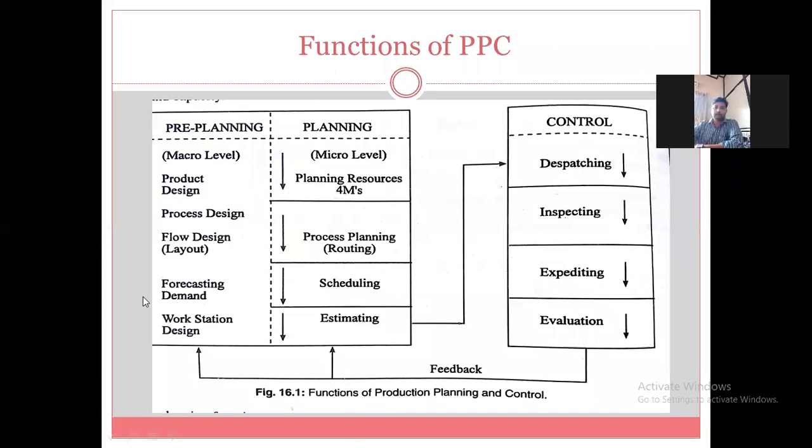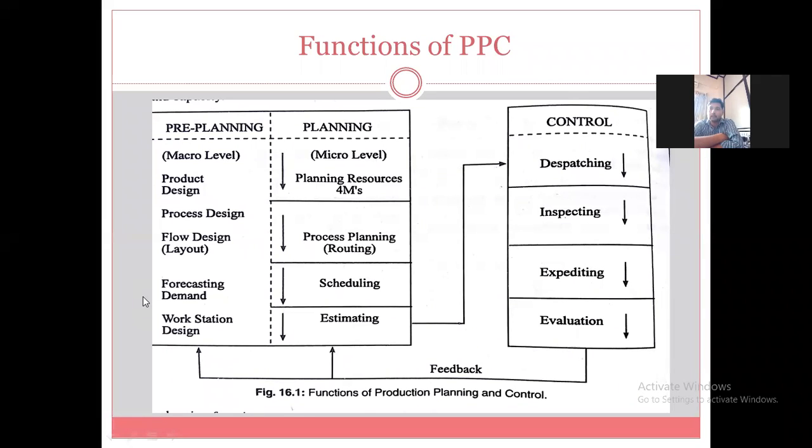So in the last lecture, we started the discussion on functions of a PPC. In that, we came to know that the functions of a PPC are segregated into three parts: pre-planning functions, planning functions, and controlling functions. We have discussed all of these functions. In pre-planning, we have to perform the product design, process design, flow design, forecasting, and workstation design.